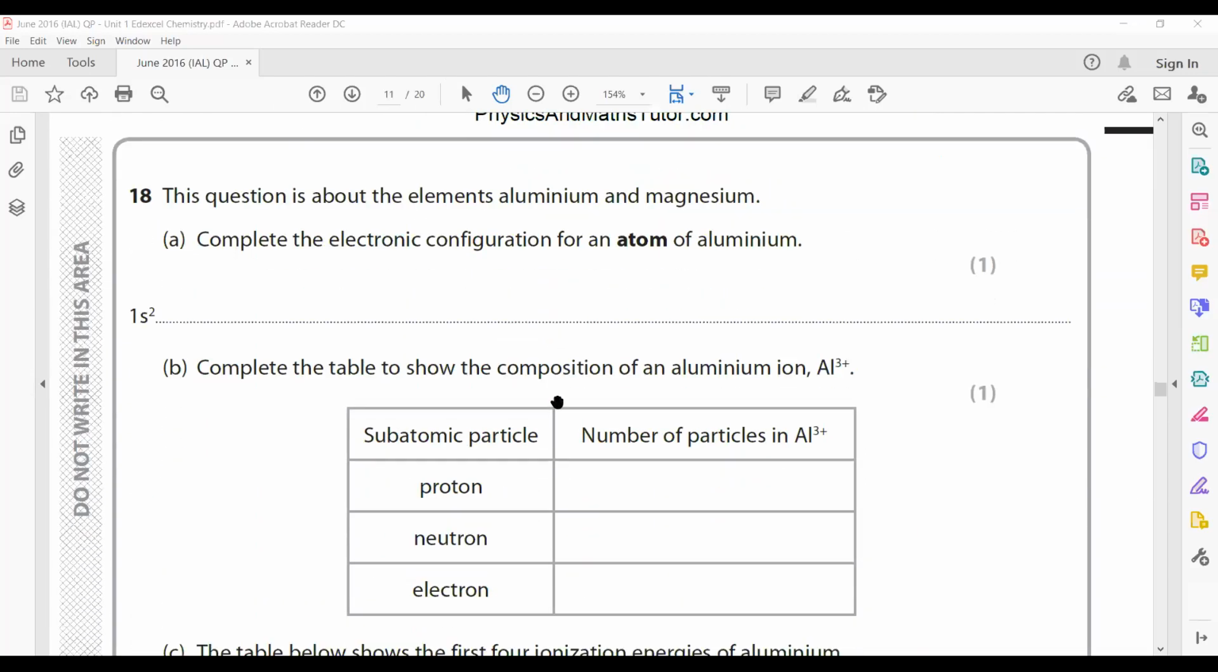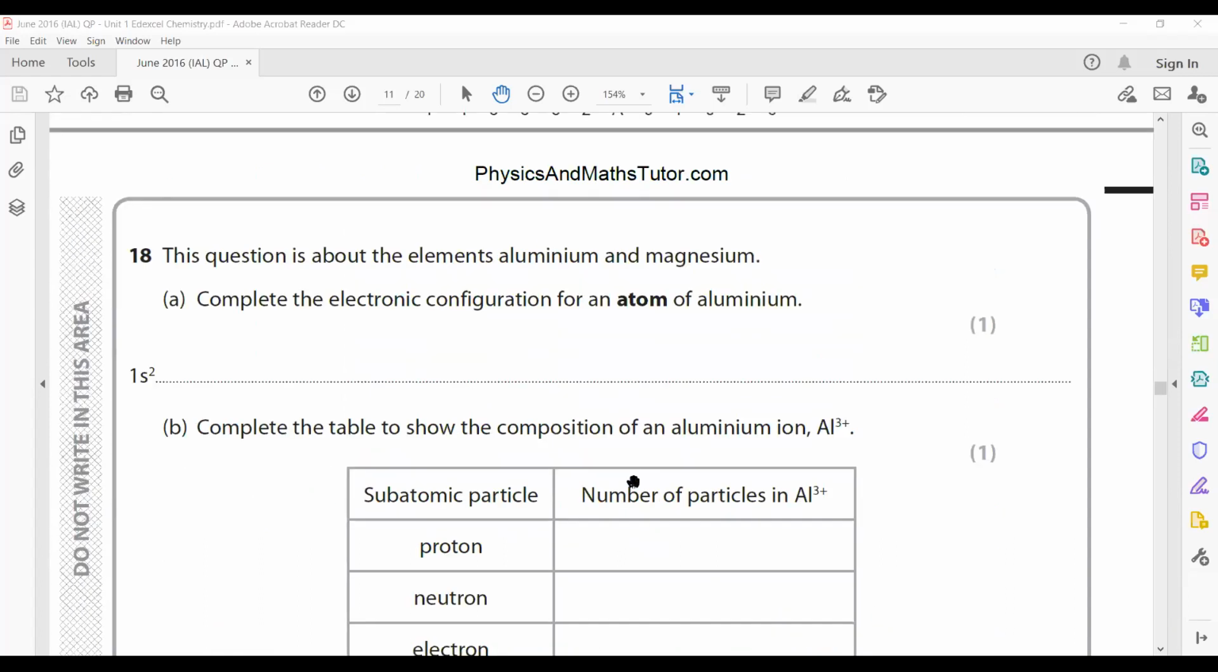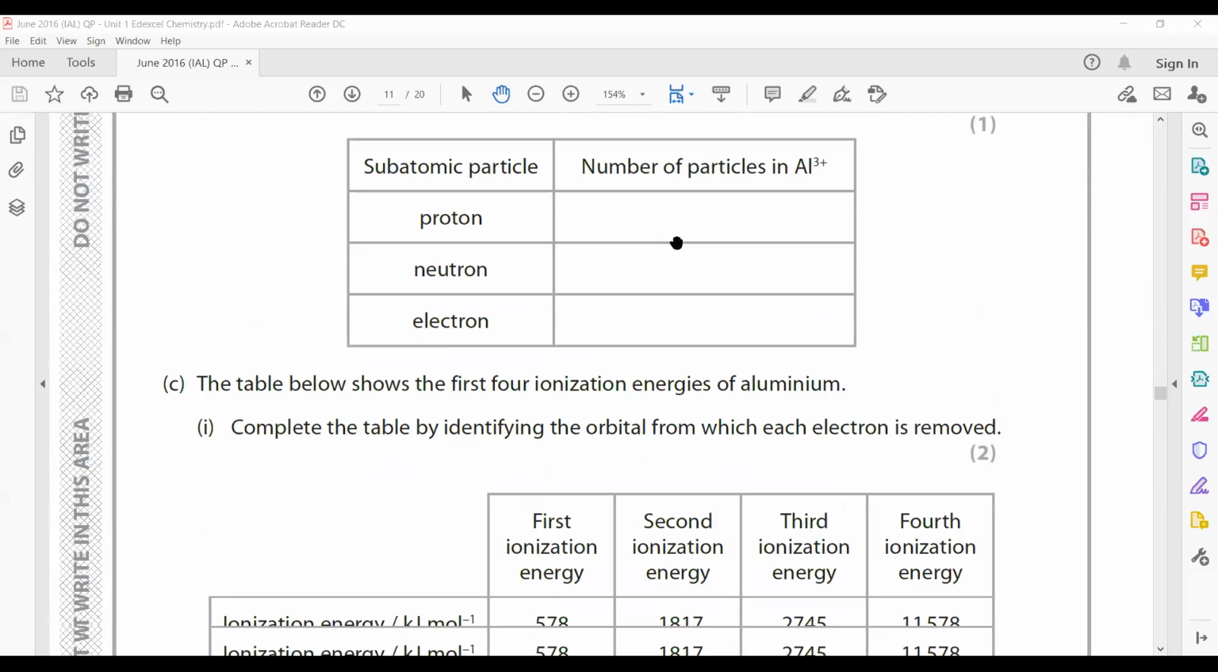Question 18. Is there any doubt in any part of question 18? Question 18. Is there any doubt?